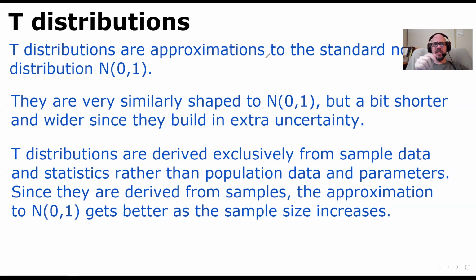So instead of knowing the population standard deviation like you would for a normal distribution in the central limit theorem, we're not going to know that, and we're going to be using the sample standard deviation. Because of the extra uncertainty of using a sample rather than the population, we end up getting a wider, more spread out sampling distribution. Now, since it's derived from a sample, as n, the sample size, gets bigger, the approximation gets better. And we'll see that in a page or two here.